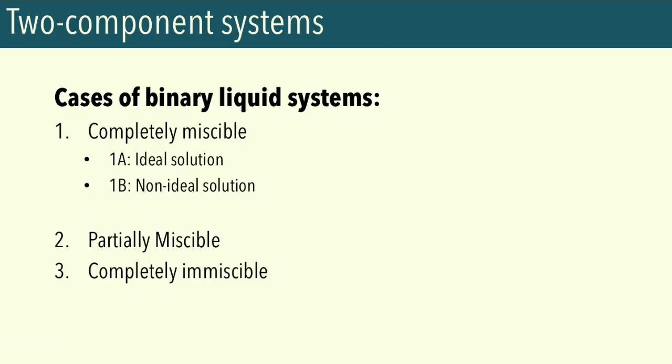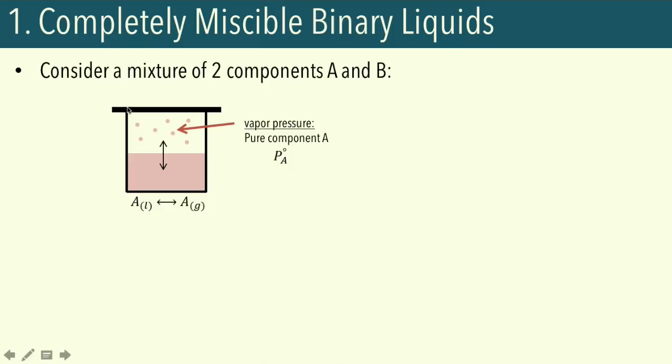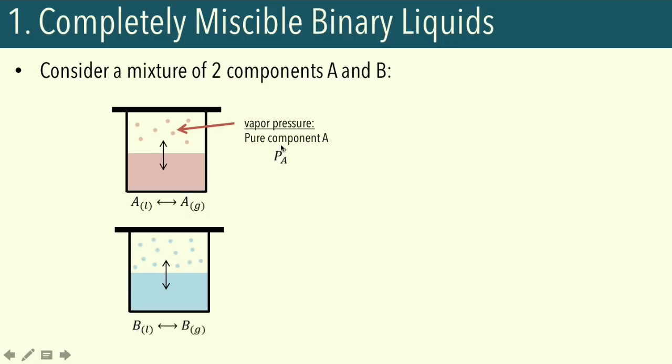So first let's look at our first case, the completely miscible system. Let's consider mixing two components A and B. If you consider the pure component A, we know that it's going to be in equilibrium with its vapor. So it has a corresponding vapor pressure of pure component A, signified by P sub A naught. And we could also consider component B, which is also going to have its own characteristic vapor pressure, which we can call P sub B naught.